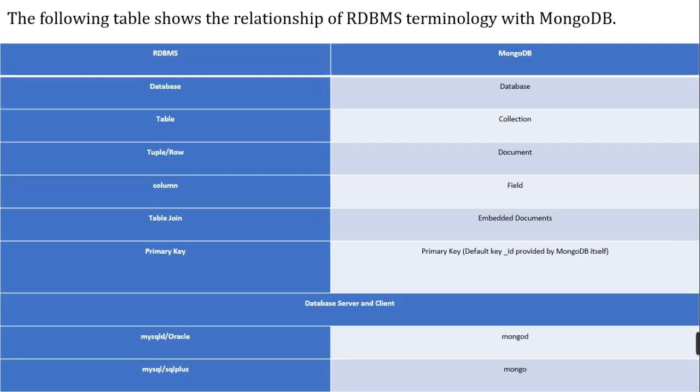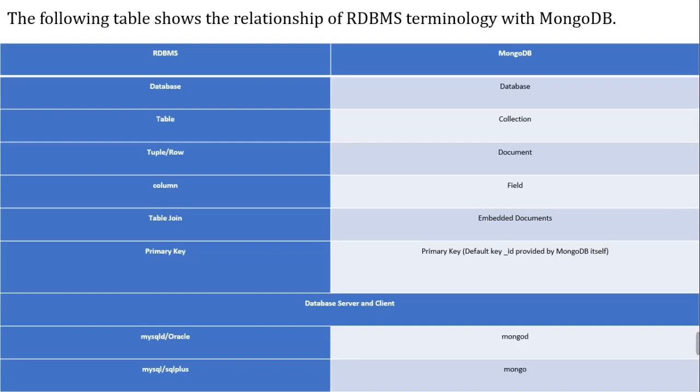The following table shows the relationship of RDBMS terminology with MongoDB. On the left side is RDBMS, on the right side MongoDB. Database is also called database. Table is collection. Tuple or row is document. Column is field. Table joins are embedded documents. Primary key is the default _id key provided by MongoDB itself.